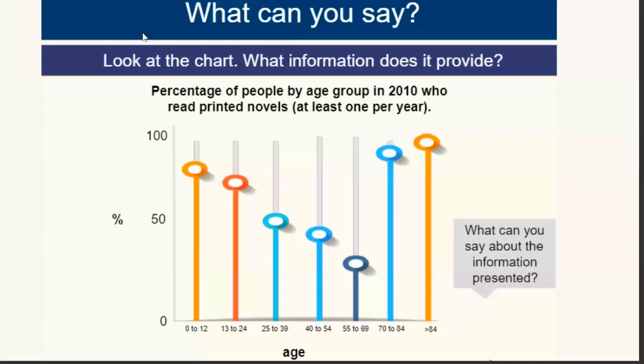Now, you can see that any graph you have has a title. So for this one in front of you, it is the percentage of people by age group in 2010 who read printed novels, between two brackets, at least one per year. Okay, so the title itself says a lot about what we are visualizing, or what the data presented in front of us is, right?